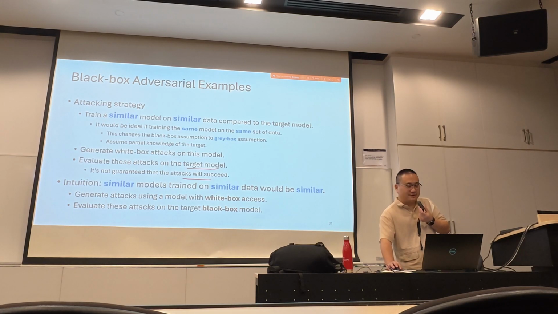The intuition behind this strategy is that similar models trained on similar data will be similar. Given similar images of cats, dogs, and birds, and similar model architectures, the target model can be very similar to your own model, even though you trained your own model locally yourself. Therefore, if we generate attacks using your own model with white box success, it's likely that you can attack the black box model.